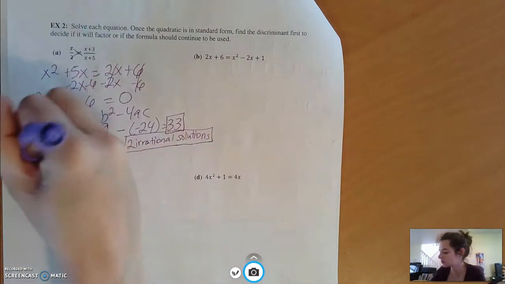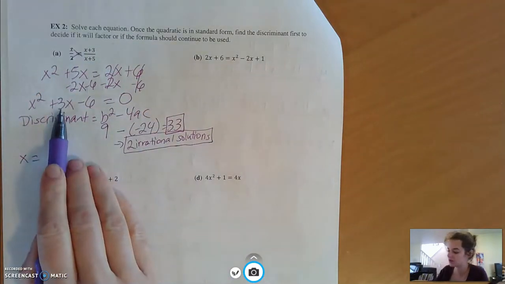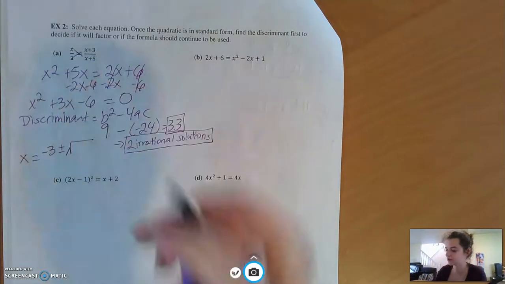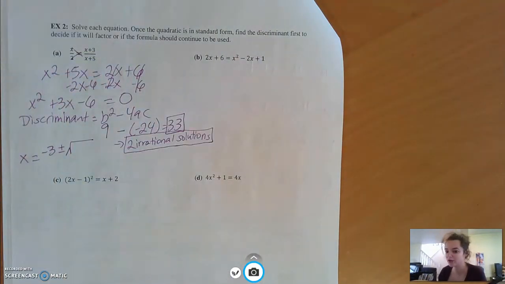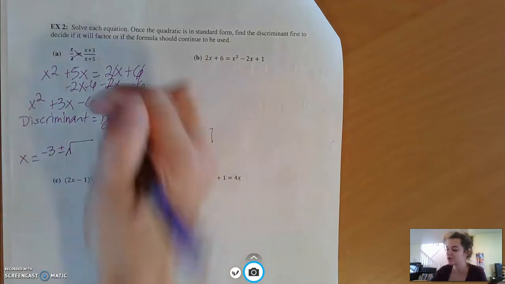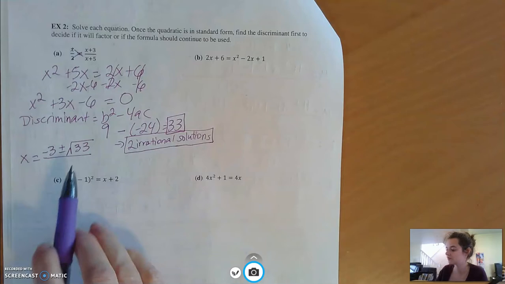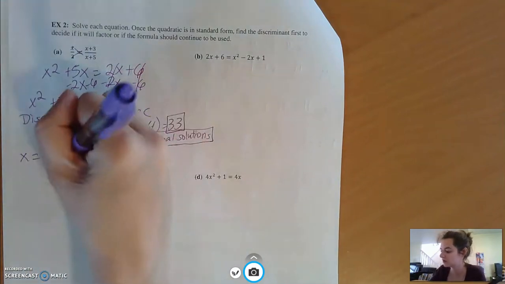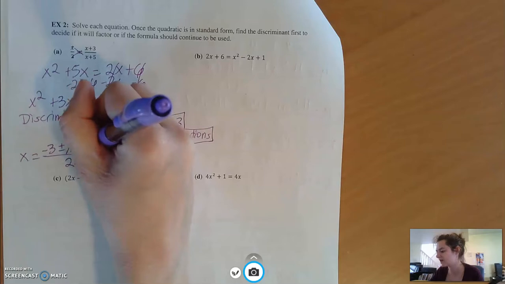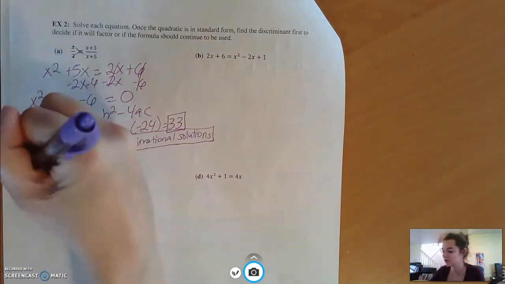So to solve for x, we'll have x equals the opposite of b, so the opposite of 3 would be negative 3, plus or minus the square root, and the great news is we already did that part. Your discriminant is the thing underneath the square root. So it's plus or minus the square root of 33, all over 2a, so 2 times 1 would be 2. The square root of 33 doesn't really simplify, that's 3 times 11, so there's nothing that's going to come out of it. We're done, that's our answer.